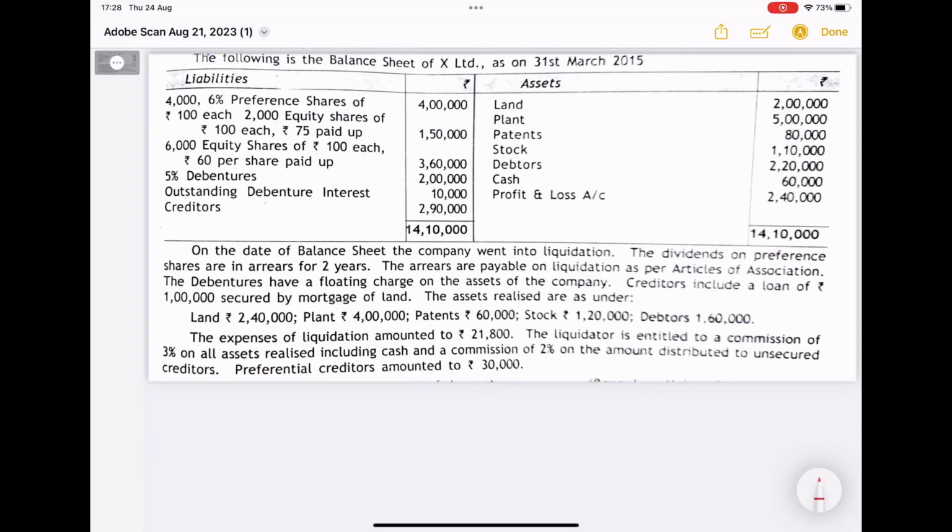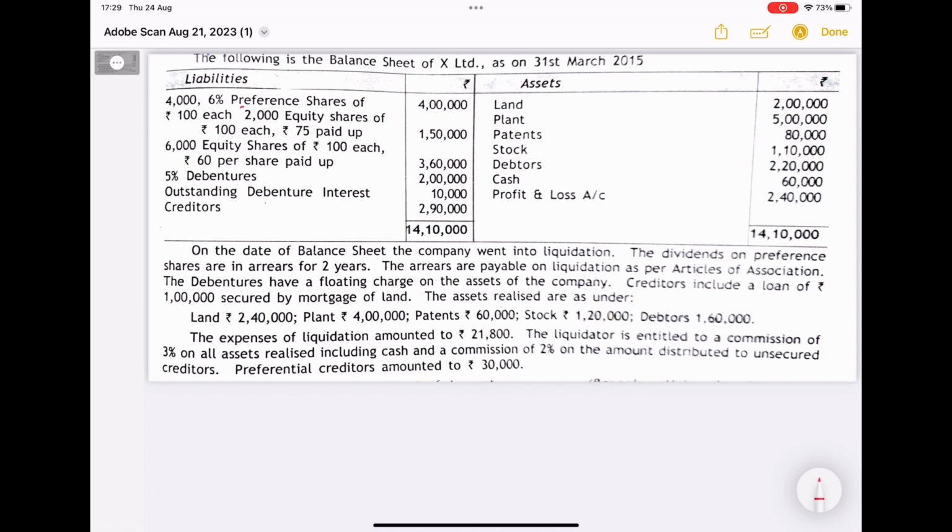Hello everyone, today we are going to solve a problem on liquidation of a company. The problem is the following: the balance sheet of X Limited as on 31st March 2015. They have given the balance sheet, with liabilities and assets. We have two types of shares, preference and equity.